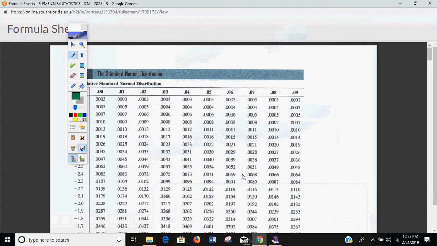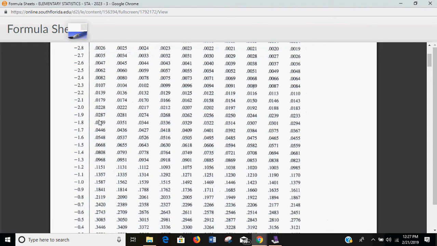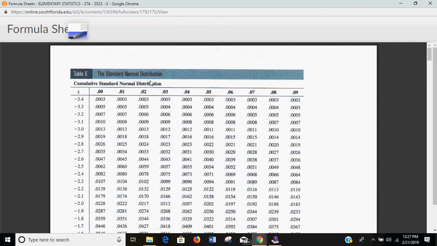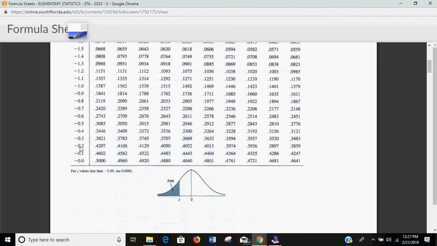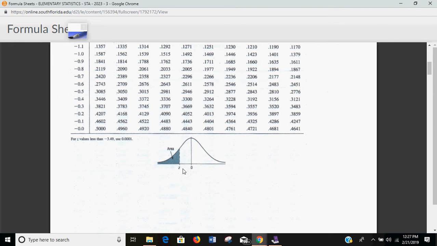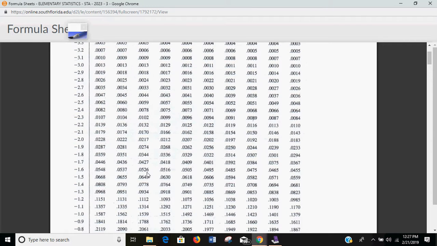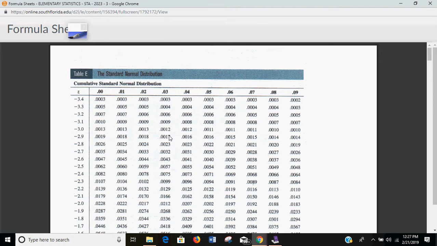These are the tables that are in the beginning of your book. If you look at this, this one is a z-score table. This is the negative side. It's table E, standard normal distribution. So your z-scores are listed over here. Okay, notice at the bottom the picture is shaded to the left. That means this table represents the area to the left.